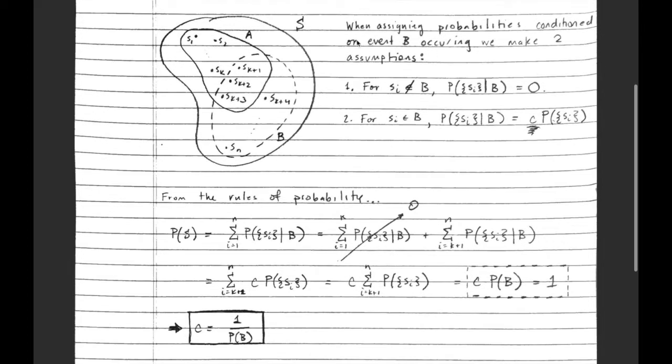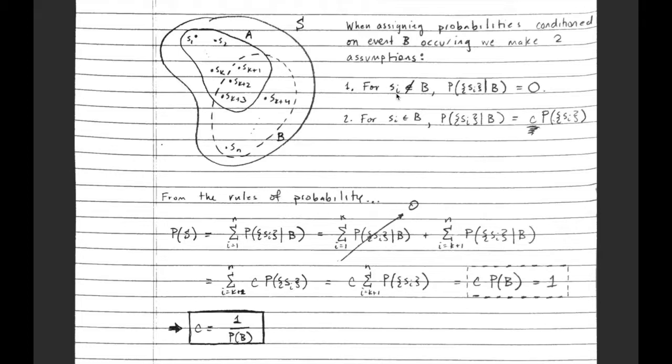So here on the left is the sample space S, and I have a bunch of sample points, S1, S2, then up to Sk, then k plus 1, k plus 2, k plus 3, k plus 4, all the way up to n, right? So there's n total sample points. Some are in A, some are in B, some are in both. And so what we're going to do is make two assumptions.